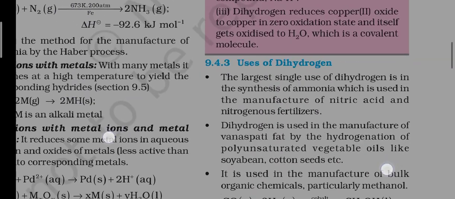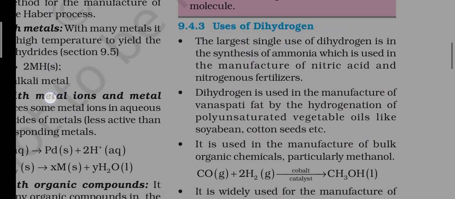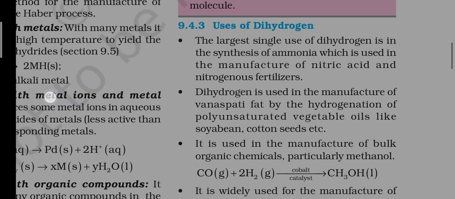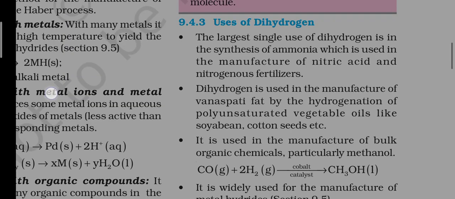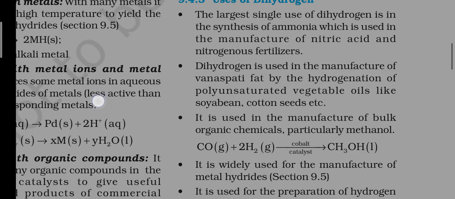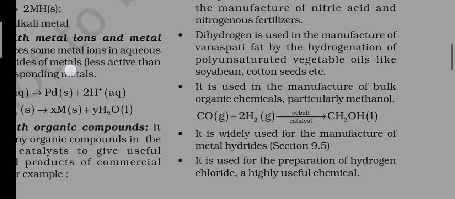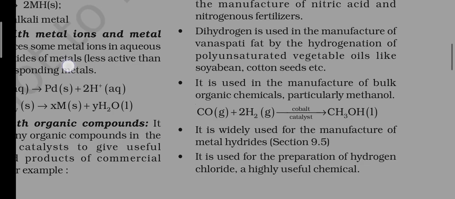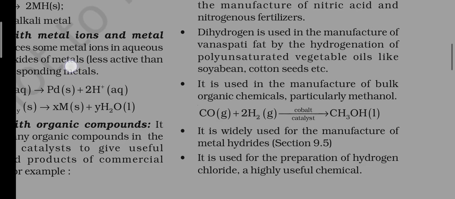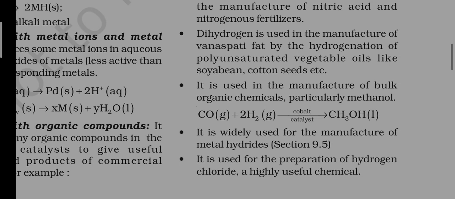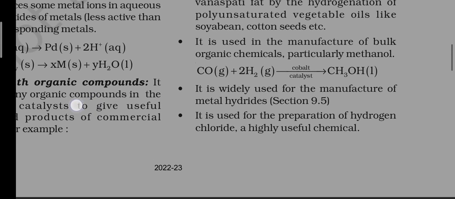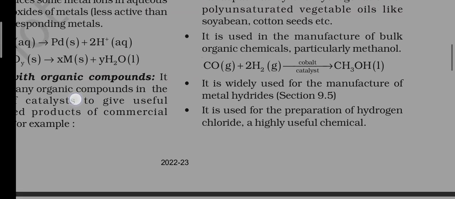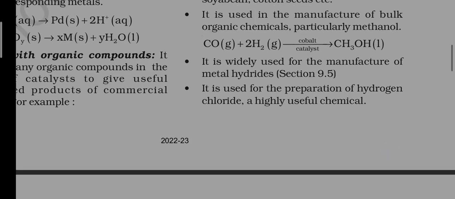Next is uses of dihydrogen. The largest single use of dihydrogen is in the synthesis of ammonia, which is used in the manufacture of nitric acid and nitrogenous fertilizers. Dihydrogen is used in the manufacture of vanaspati fat by the hydrogenation of polyunsaturated vegetable oils like soybean, cotton seeds, etc. It is used in the manufacture of bulk organic chemicals, particularly methanol.